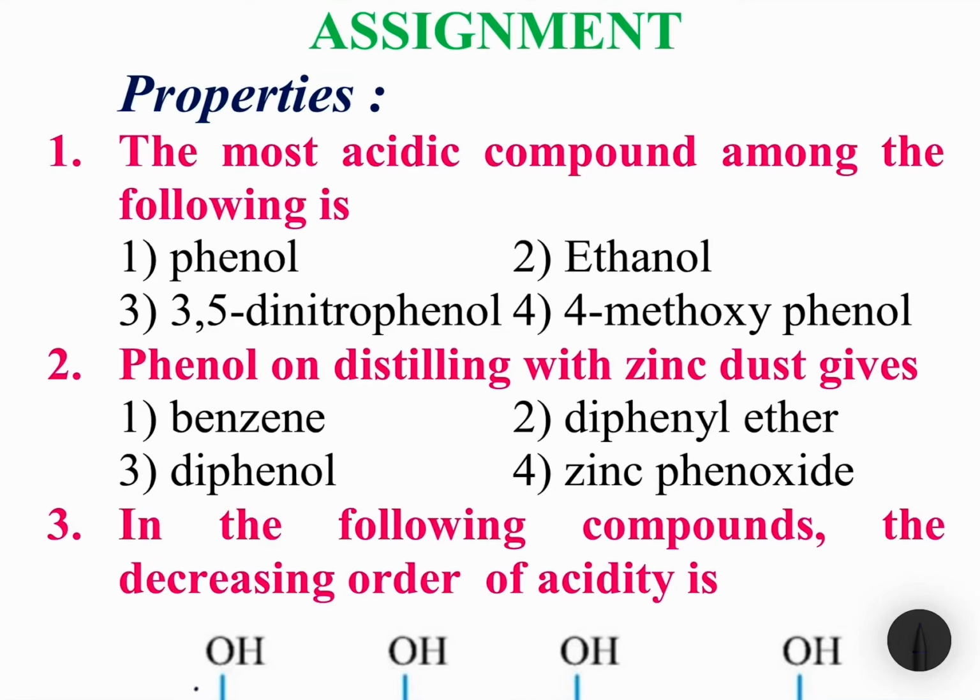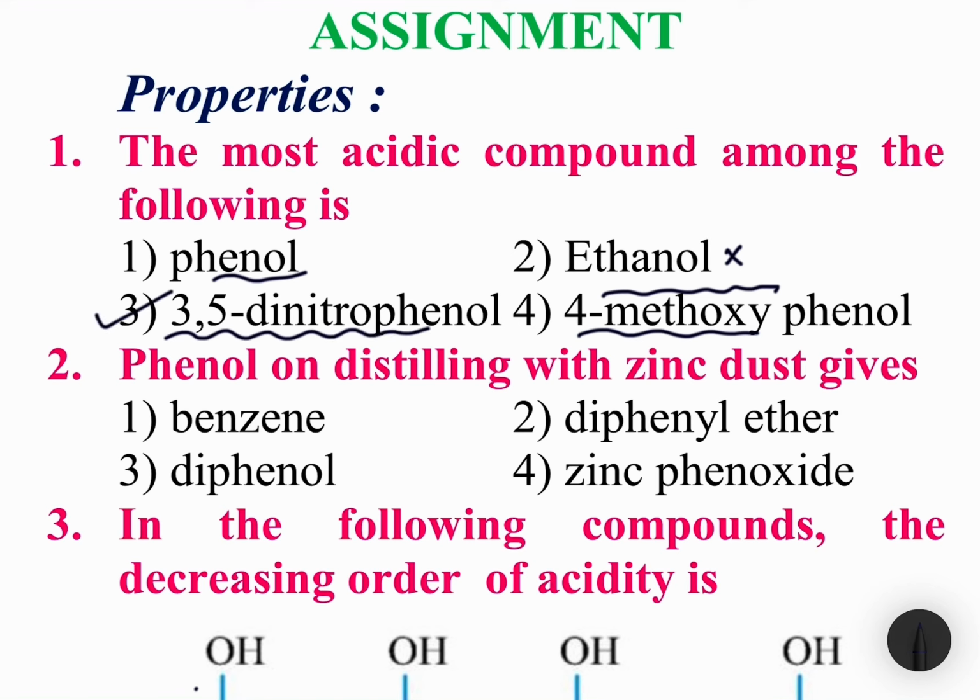We are working on the phenols assignment. The most acidic compound among the following is, okay, phenol, normal phenol, ethanol. Ethanol is less acidic, don't consider this. 4-methoxy: the methoxy group is not good because it is a +M group. We need -M groups, so 3,4-dinitrophenol is good.